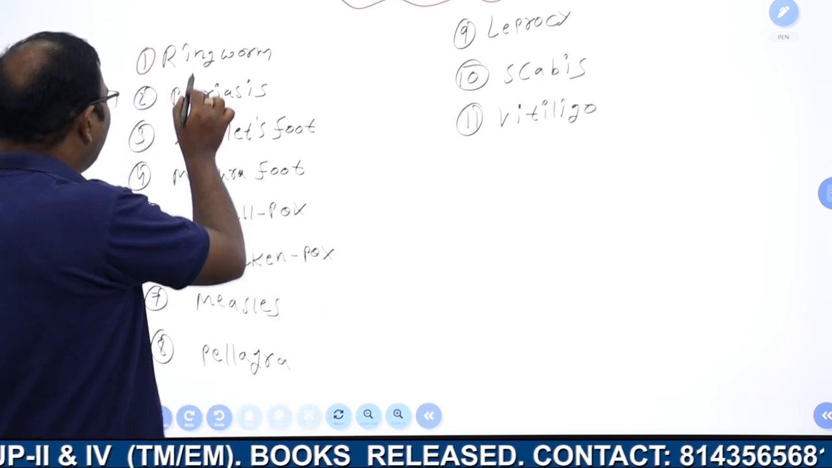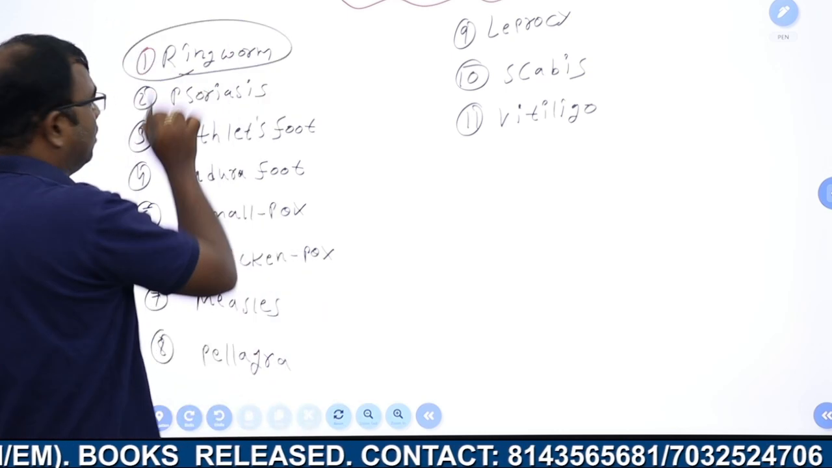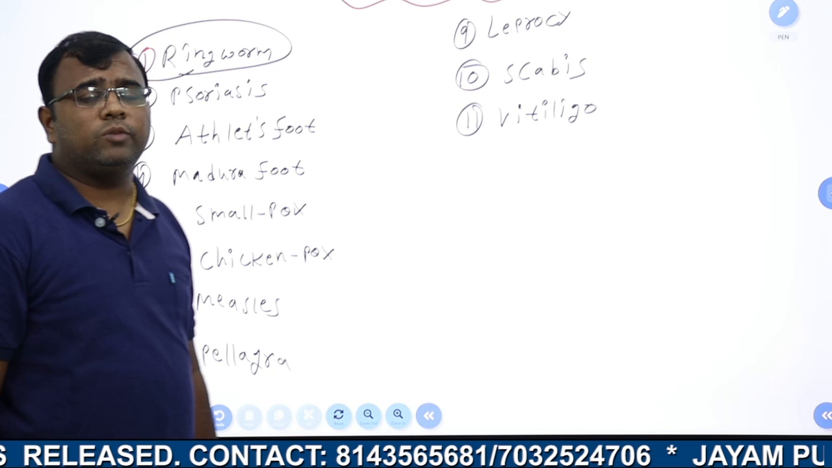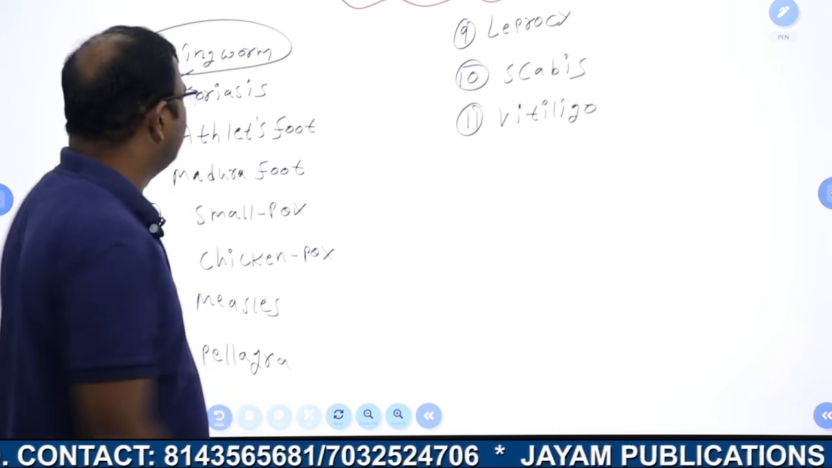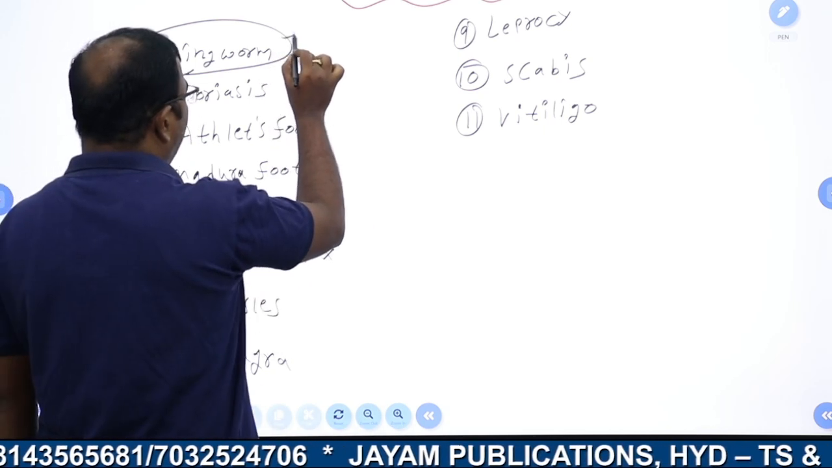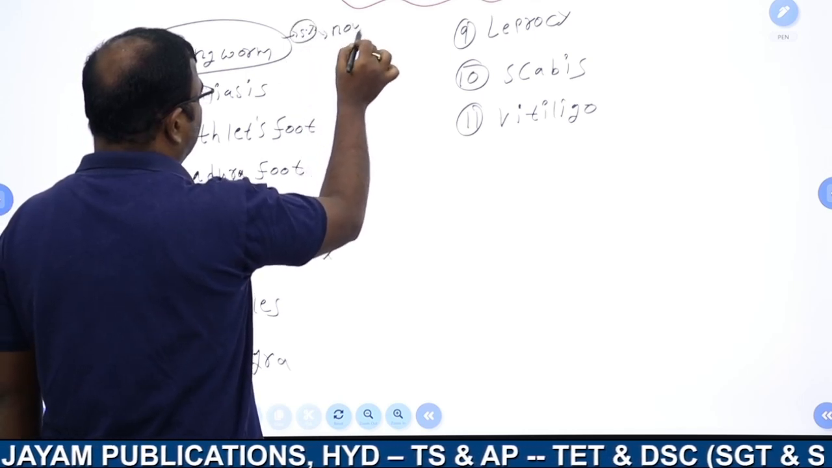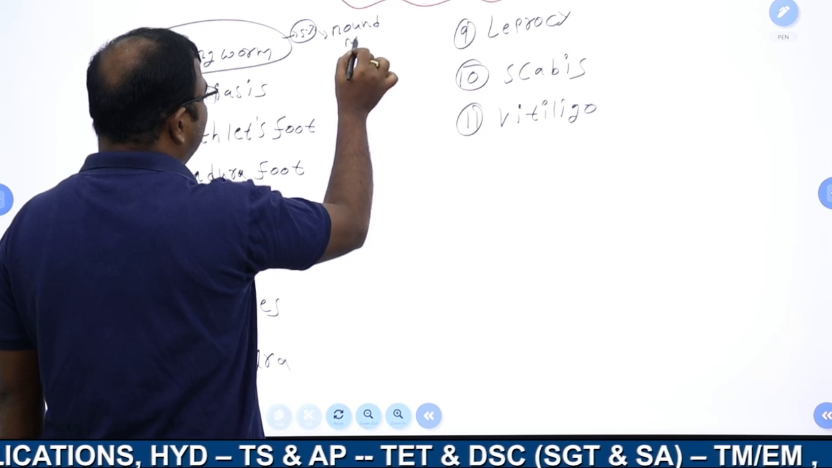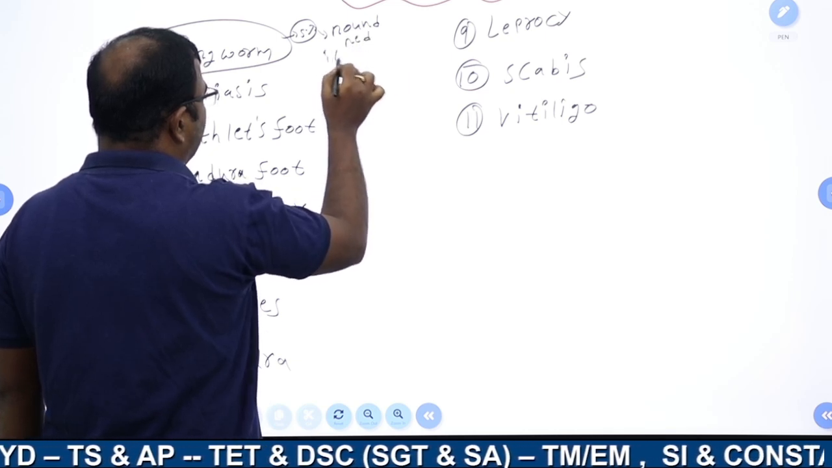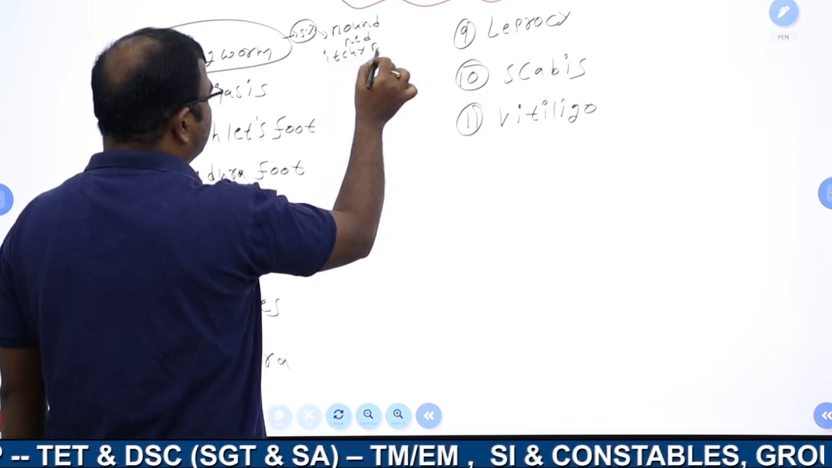First, ringworm disease. The ringworm disease symptom goes to round, red, itchy patches formed on skin.